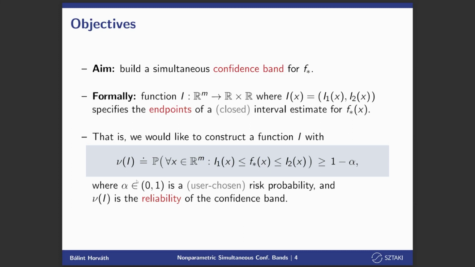So this alpha parameter, which we can choose between 0 and 1, is decided before the task, or whatever we want to achieve. So if we plug in 0.1, then we achieve 90% reliability. And the aim is to construct such an I function which can guarantee this reliability for the regression function.